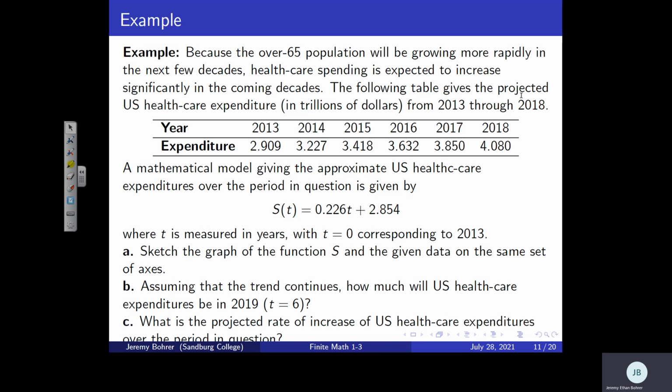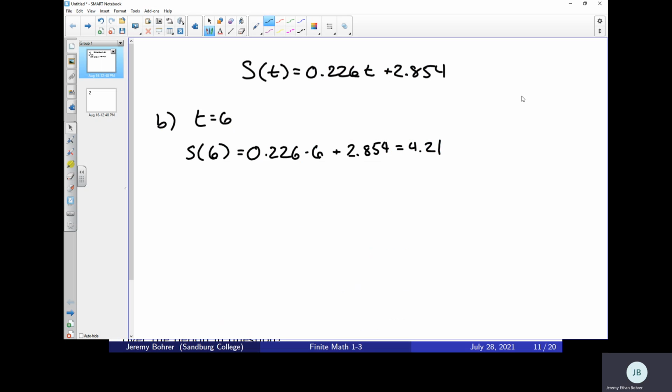Finally, for C, what is the projected rate of increase of U.S. healthcare expenditures over the period in question? And the rate of increase is just our slope. So the projected rate of increase, that's m equals 0.226, or it's increasing by 226 billion dollars per year.